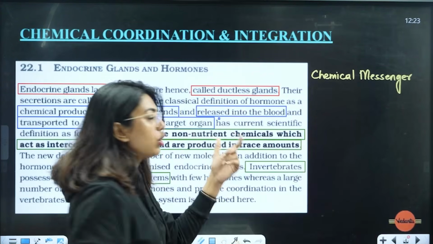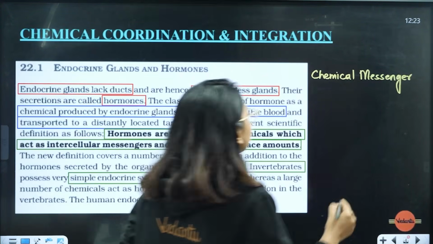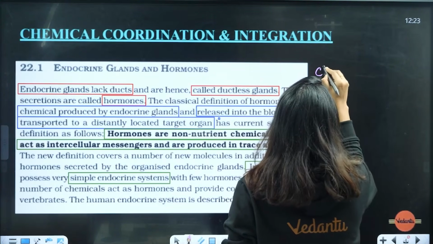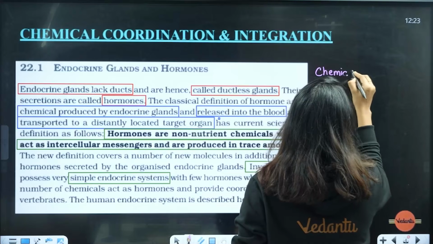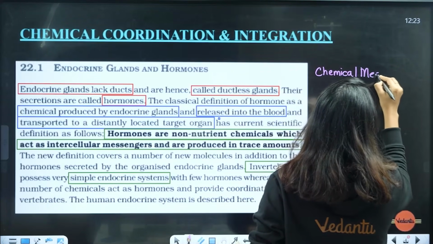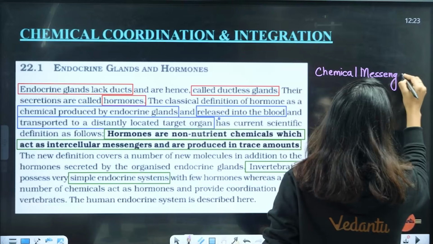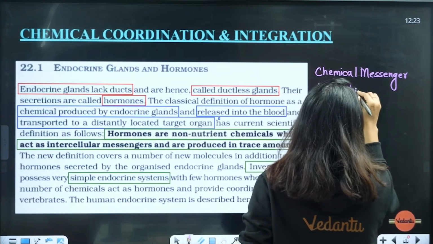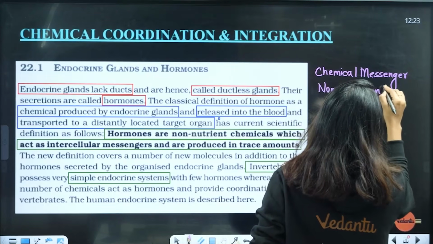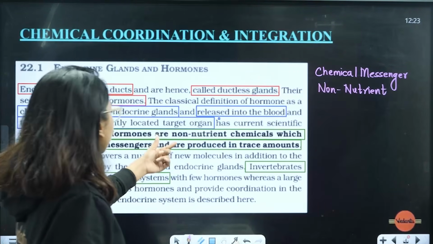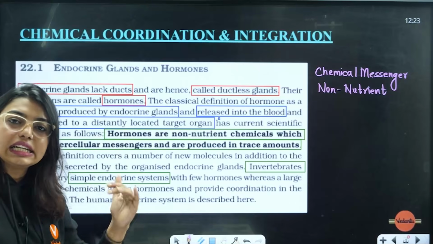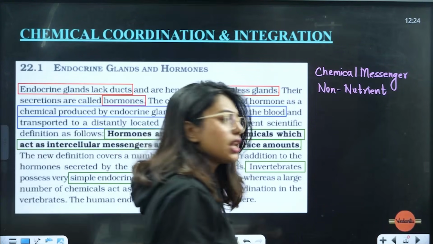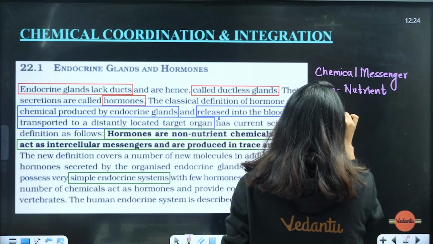Okay, so hormones are chemical messengers. They are non-nutrient. Okay, we will write all of this in one color. They are chemical messengers. They are non-nutrient, and they are intercellular messengers. Or else you can also write it as intercellular messengers. There is no problem in that.